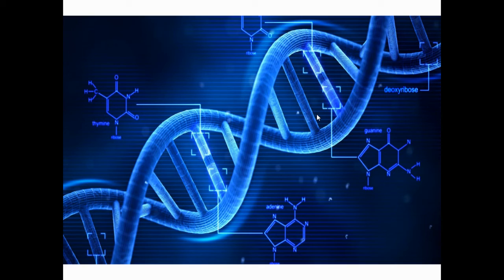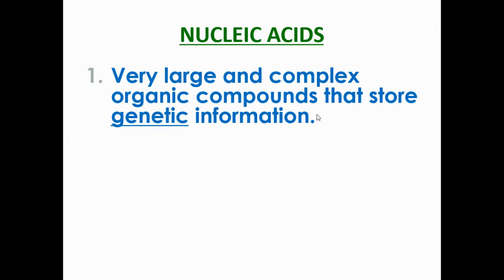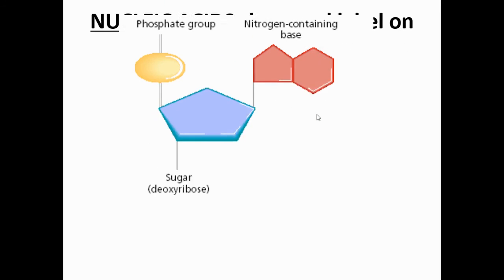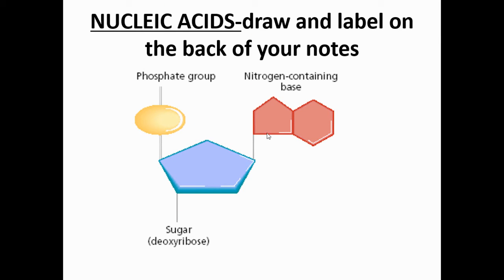Alrighty, last part here is talking about nucleic acids, which is the fourth and final macromolecule. Here is a nucleic acid, DNA. These are very large and complex organic compounds that store genetic information. They use a sequence of 4 nitrogen bases arranged in a certain order to store hereditary information. Again, don't worry about drawing it, just observe. You have a sugar, deoxyribose. It's a 5-carbon sugar with a phosphate group, and then there is a nitrogen base off to the side.